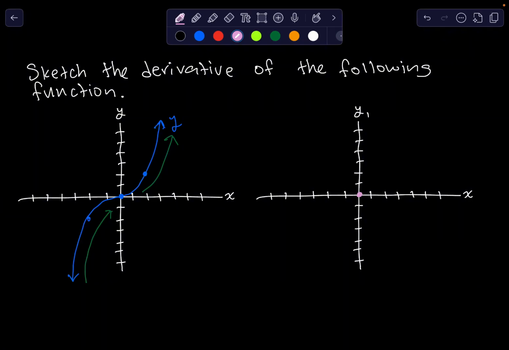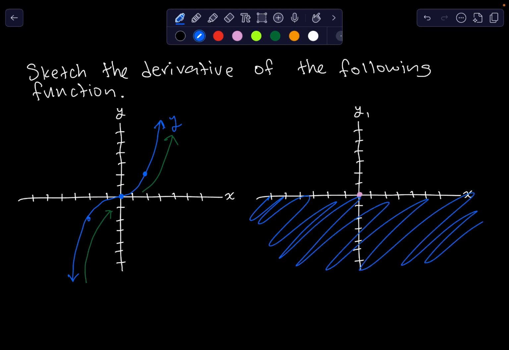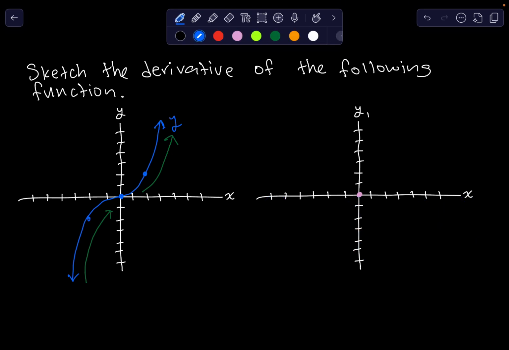So since we know that it's increasing the entire time, we can eliminate any negative derivative values, meaning we're not going to have a y prime value that's less than 0. So we can kind of just cross everything out right here. I'll erase that crossed out, but we just know we're not working there.